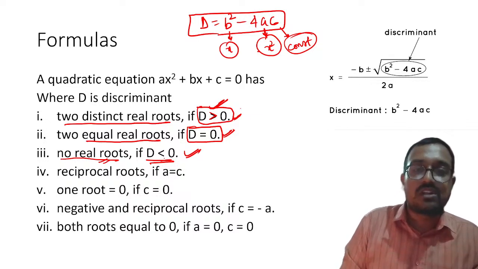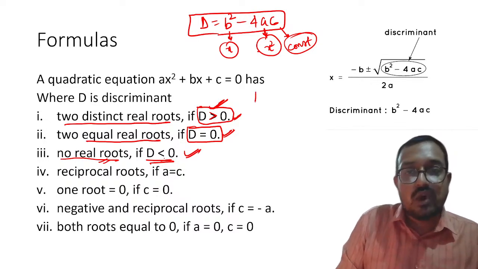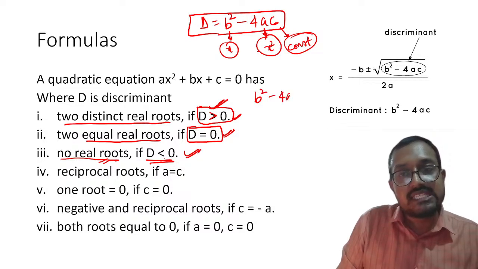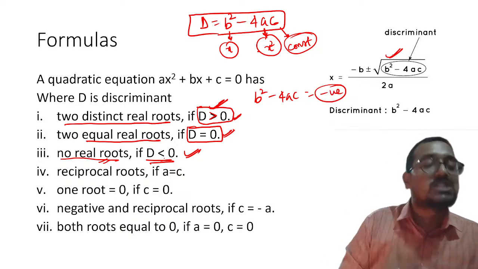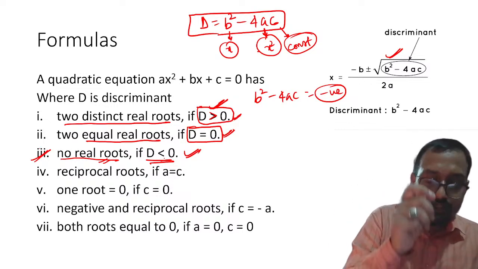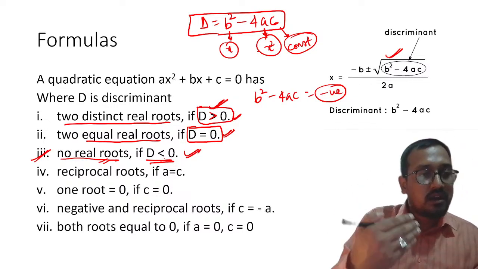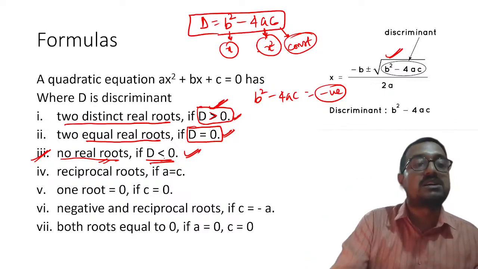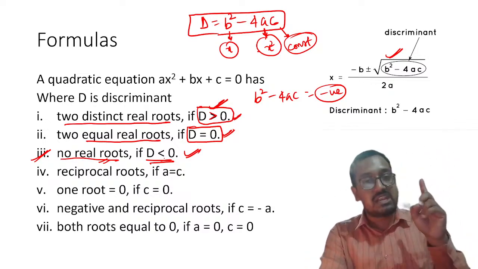No real root, d is smaller than 0. That means b square minus 4ac will become negative, and you know that the root of a negative number is not possible. That is why no real root is possible. That root goes into the imaginary number or complex numbers realm. So remember the first class.